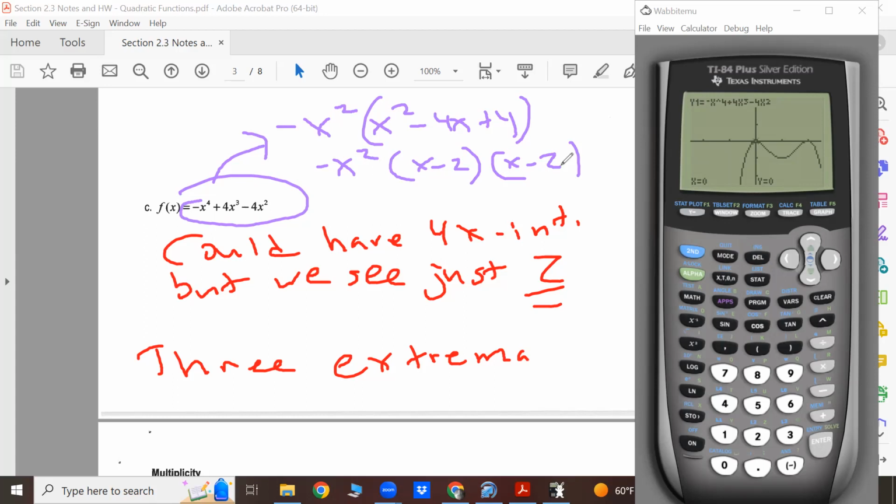The whole point is, how do we find x-intercepts in the first place? What do you set the equation equal to? Exactly. And once you have it factored, you can solve for x, right? Because then this would have to be 0 to make this equation work. This would have to be 2. This would have to be 2. So we're only seeing it cross twice, even though the degree is 4.